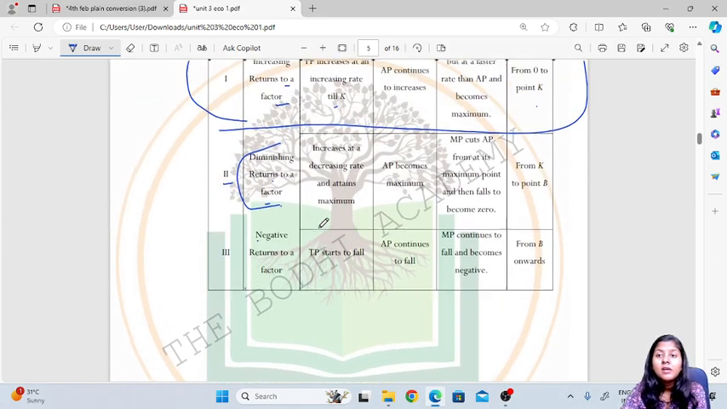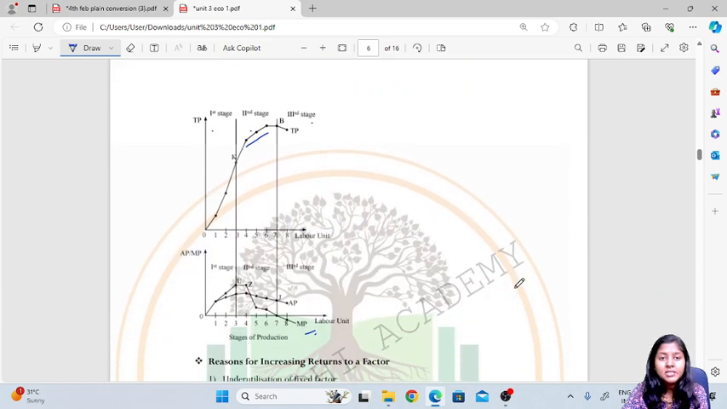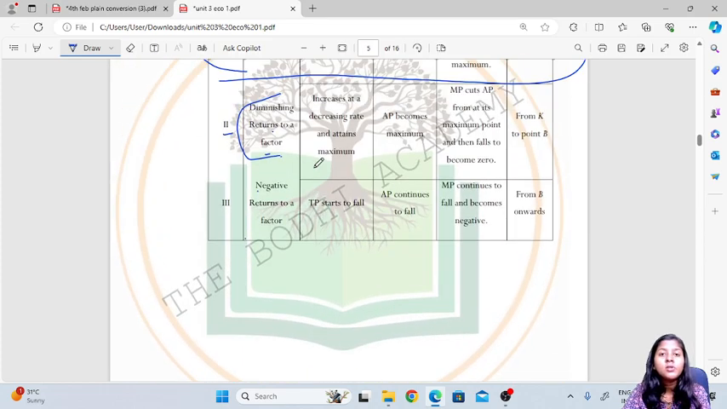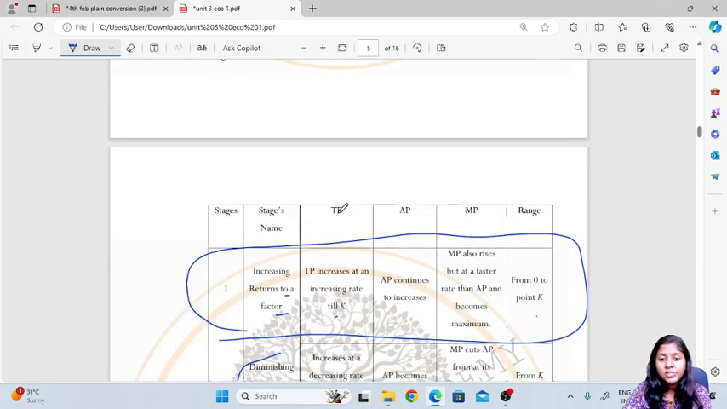Then next, what is the range? From K to point B. So this is the main thing you have to remember with regards to the stages of production.